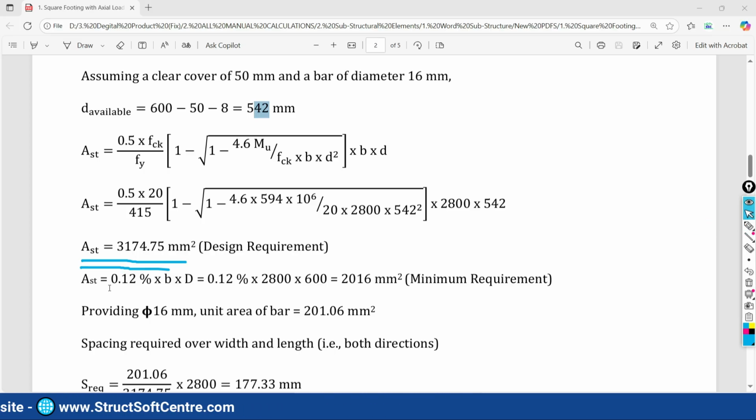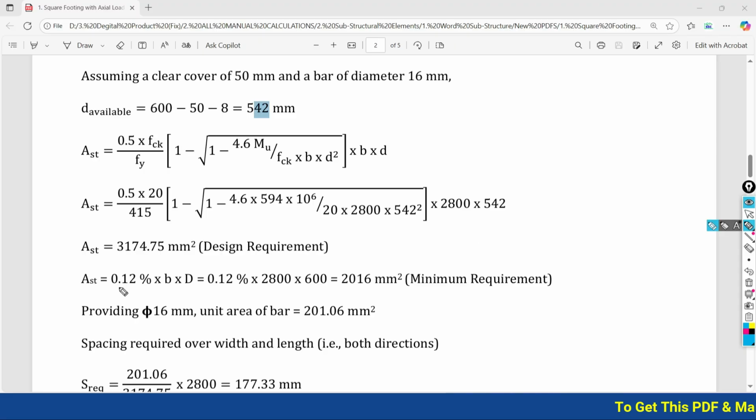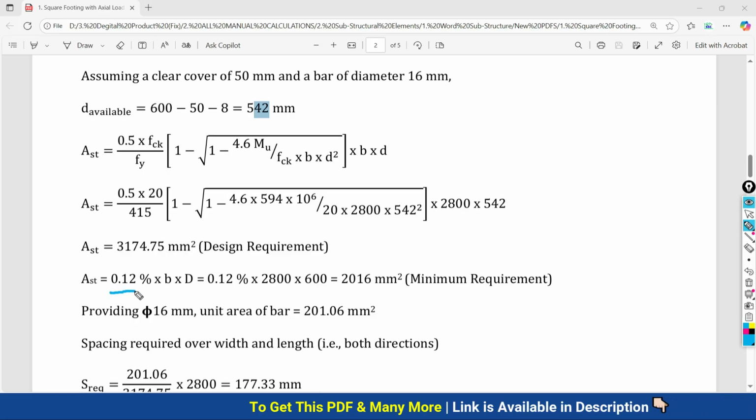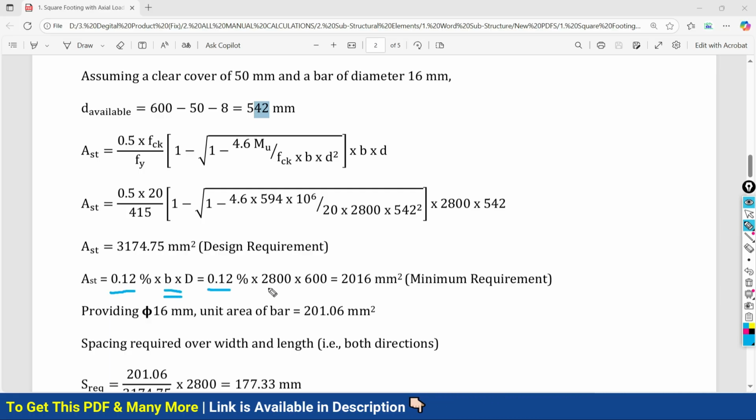Area of the steel required as minimum as per the IS 456. Our IS 456 is asking that the minimum area of the reinforcement to be provided in a concrete plate, it may be floor slab, it may be foundation slab, whatever, should be 0.12% of B into D. 0.12% of B 2800 and overall depth is 600. Now finally the minimum area of the reinforcement required is 2016 mm square.